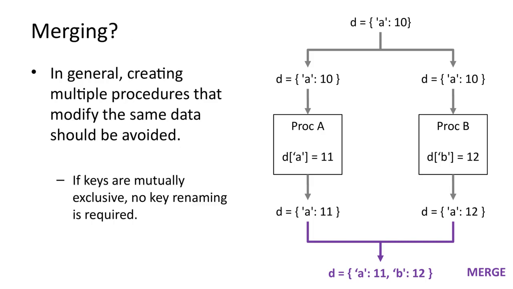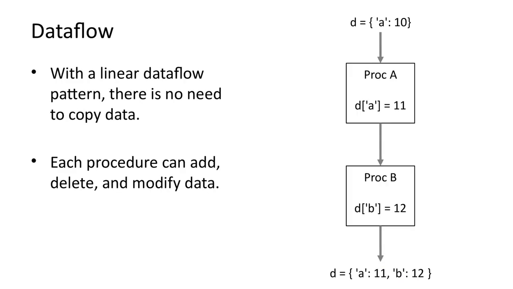In general, creating multiple procedures that modify the same data should be avoided. Typically, each procedure should be modifying or generating different data sets. In the example, we can see that the two procedures are producing different datasets. As long as the dictionary keys are mutually exclusive, no conflicts will arise. Note also that these issues only arise with parallel dataflow patterns. With linear dataflow patterns, there is no need to make any distinction between mutable and immutable data.